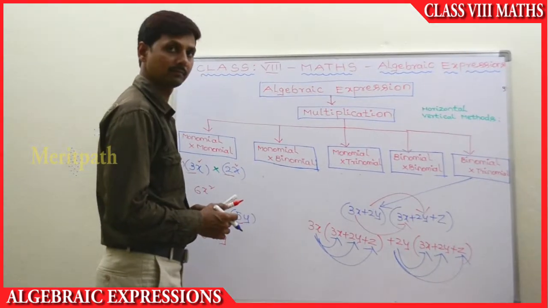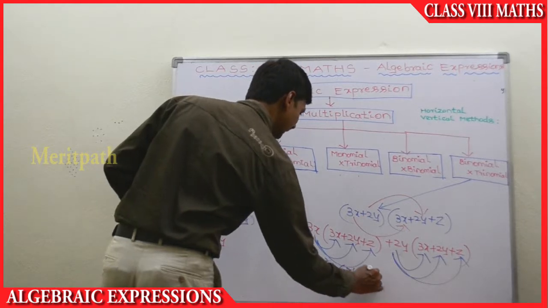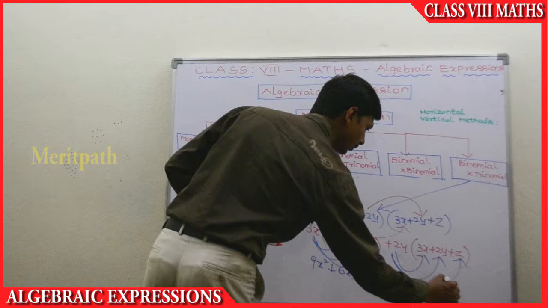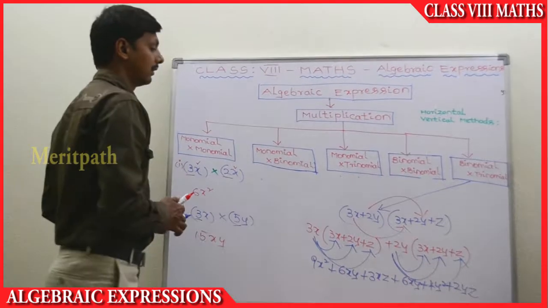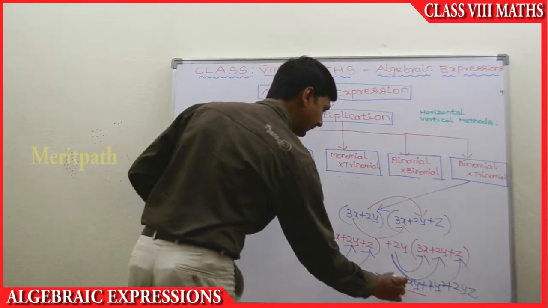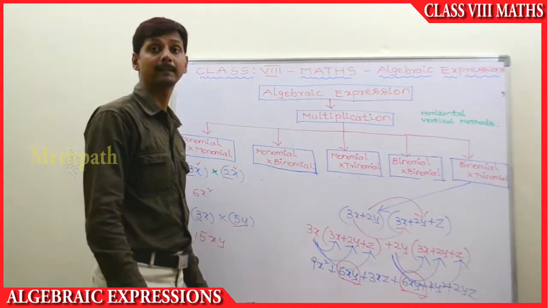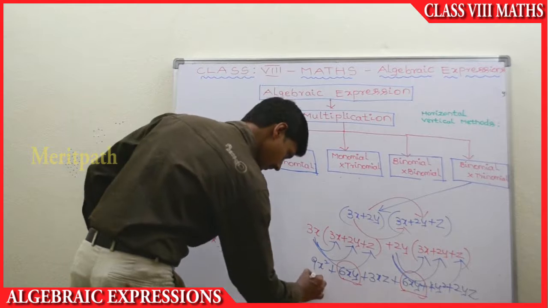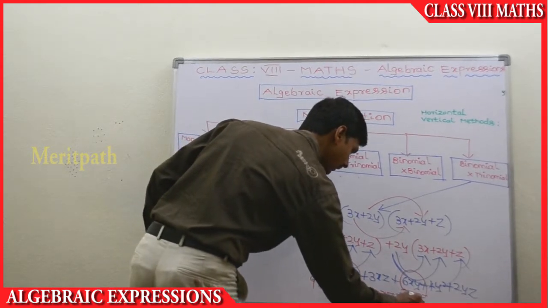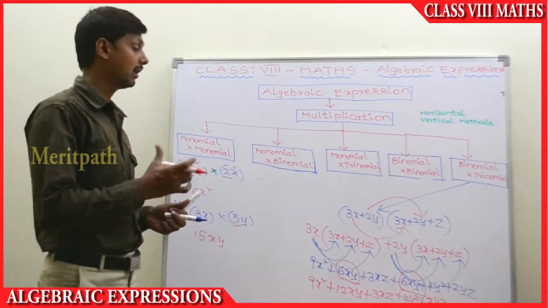So 3 3s are 9, x square. So 3 2s are 6, xy, 3xz plus 3 2s are 6, xy, 2 2s are 4, y square, 2yz. So let us see here. There are like terms of 6xy and 6xy. So after adding these two terms, we are getting 12xy. So final answer is 9x square plus 12xy plus 3xz plus 4y square plus 2yz. After simplification of binomial by trinomial, we got the solution.